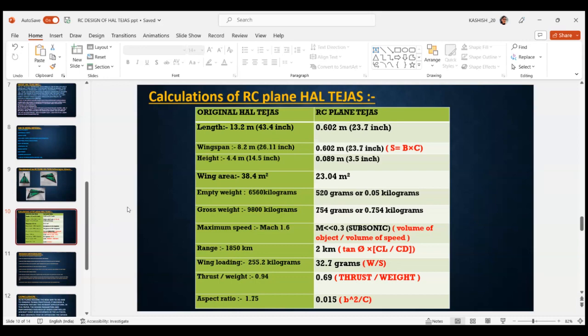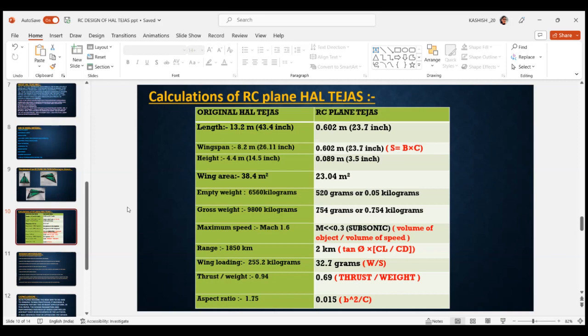So, ma'am, here I want to explain the formulas that we used. For the wing area, S equals B times C, where B is the wingspan and C is the chord length. The formula used for finding the maximum speed is the volume of object upon the volume of speed. For range in the RC plane Tejas, we used tan theta times CL by CD, where CL is the lift coefficient and CD is the drag coefficient. The formula used for wing loading is W by S, where W is the weight of the RC plane that we made, and S is the surface area.